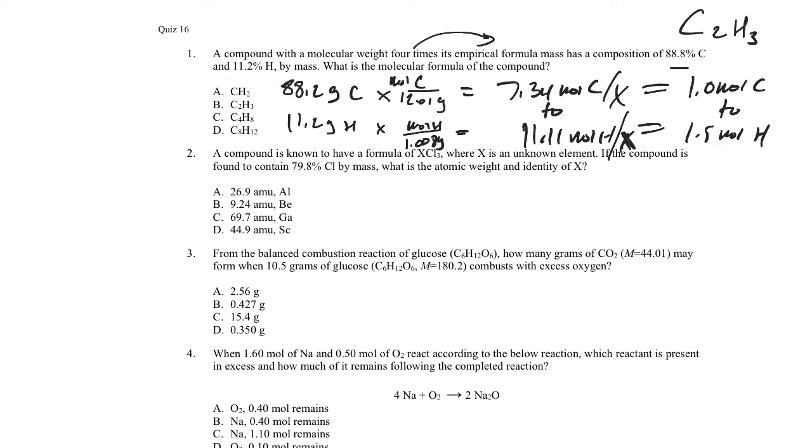And so then the molecular weight is 4 times the empirical formula mass, so we're going to be C8H12. So C8H12 is what we end up with for number 1.